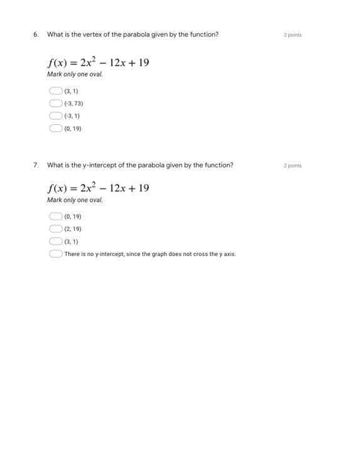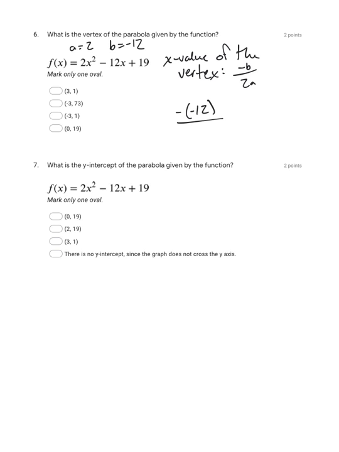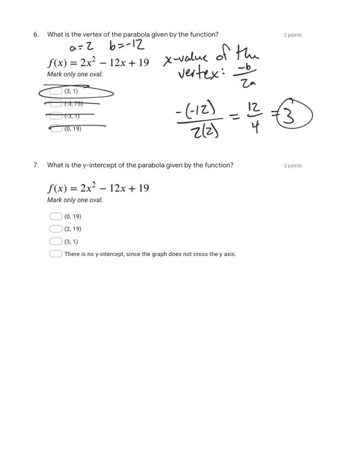So I'm going to use the calculation to get the x value. The x value is negative b over 2a. If a is 2 and b is negative 12, then I have to do negative 12 over 2 times 2. And so I get 12 over 4, which is 3. The only point that has the x value of positive 3 is this one.